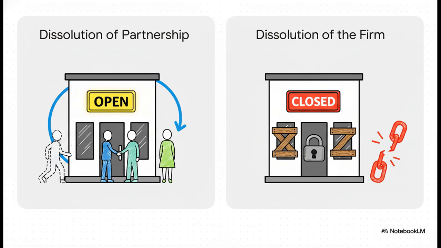Okay, look at it this way. Dissolution of partnership is like changing the players in a cricket team. One player retires, a new one comes in. But the team keeps playing the match, right? The business continues. But dissolution of the firm, that's like the match ending. Game over. The entire business shuts down for good. We sell everything, pay off everyone, and close the books forever. And that is what this chapter is all about.